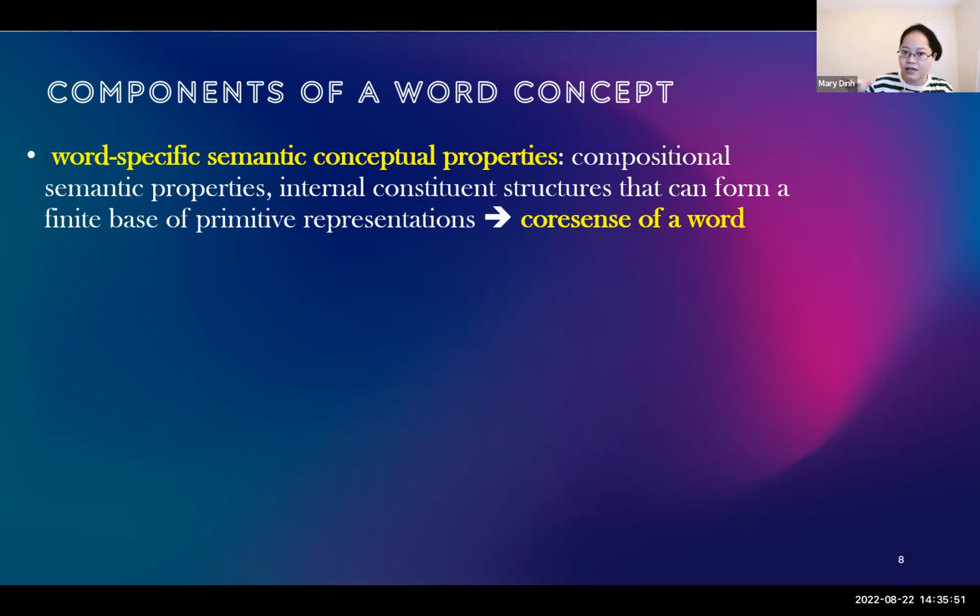So I would say that the semantic conceptual properties form a finite base, because a concept can be represented by a label, by a word. And if you look at the dictionary, you will know that words have finite meanings. The first meaning, second meaning, third meaning. For example, the concept play can be defined in finite meanings, right? Represented in the dictionary. So I would say that those semantic conceptual properties will reflect the core sense of a word.